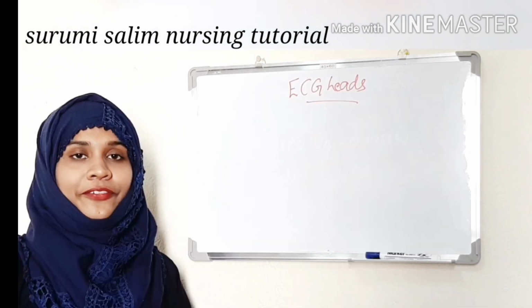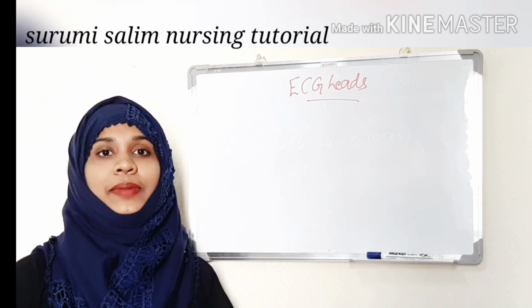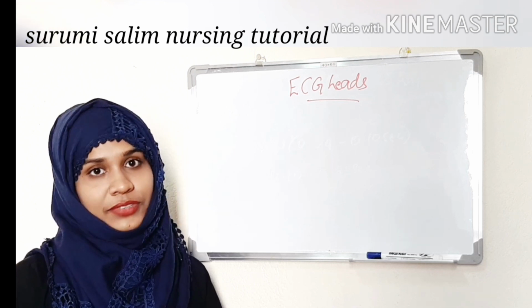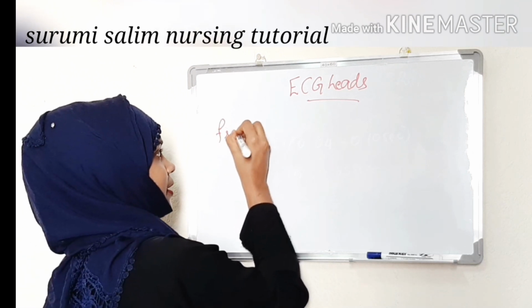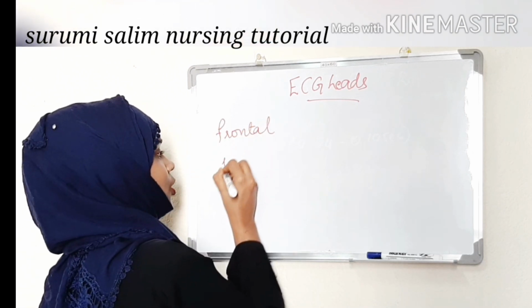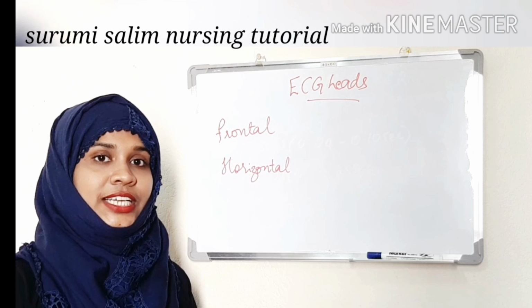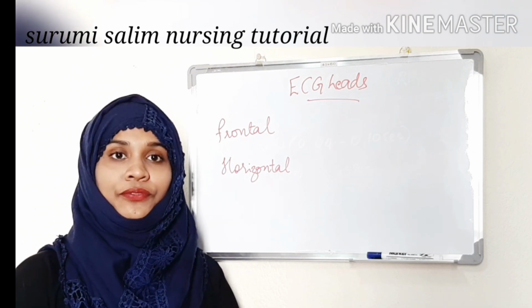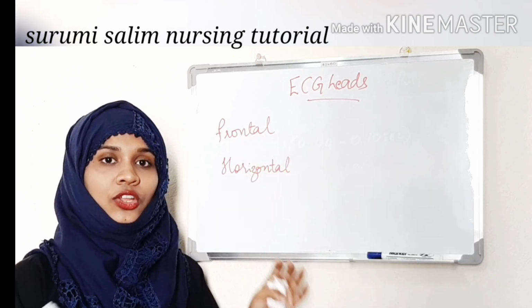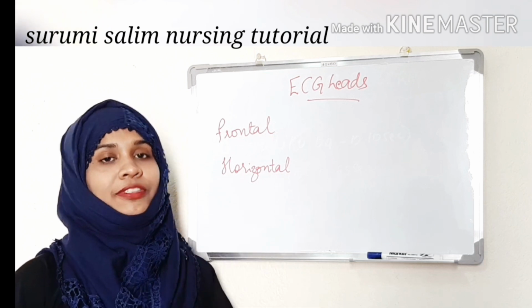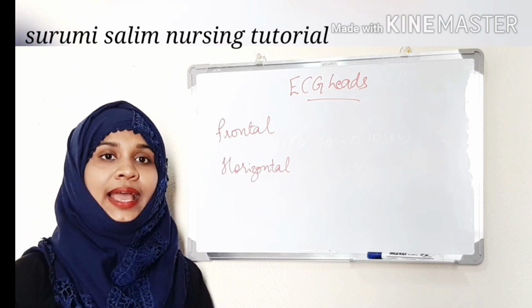Next we will see ECG leads. The 12-lead ECG is the standard and conventional method of recording the electrical activity of the heart in two planes: the frontal plane and the horizontal plane. In a 12-lead ECG, the heart is viewed in 12 views. We place electrodes on different parts of the body, and those electrodes give us 12 views of the electrical activity of the heart, using the frontal plane and the horizontal plane.